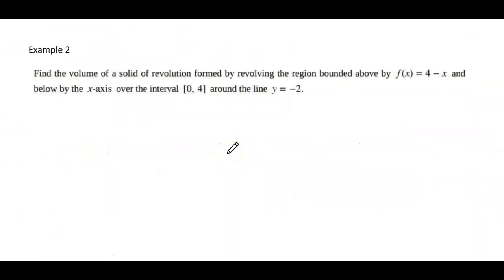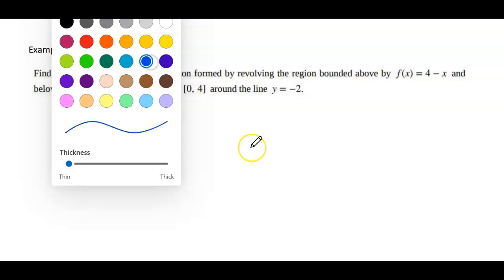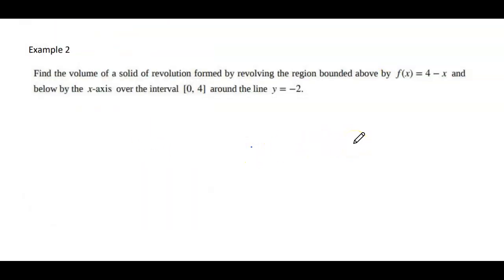All right, let's look at another example. Find the volume. We're going around 4 minus x, below the x-axis, bounded above by this function, below by the x-axis from 0 to 4. And then I'm going around something that's not the axes. So this is the first time we're going to be looking at something like this. This one has a little bit of a trick to it when you're trying to find your radii, okay?